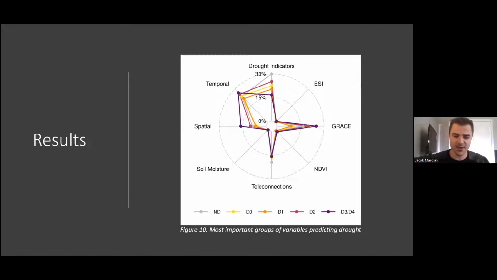Yeah, no, it's a very good question. I noticed it was quite highly correlated to the Palmer Drought Index. So the model may have been taking the Palmer Drought Index instead.